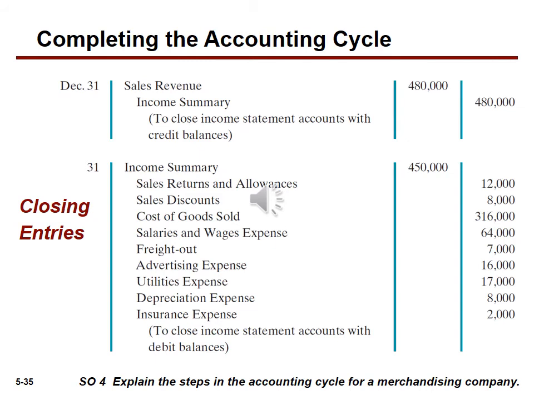And then we're going to close income statement accounts with debit balances. So here we have multiple accounts: all of the cost of goods sold, sales returns and allowances, and sales discounts, which are the two contra revenue accounts, and also all of our other expense accounts. So we debit income summary and credit all of these expenses.